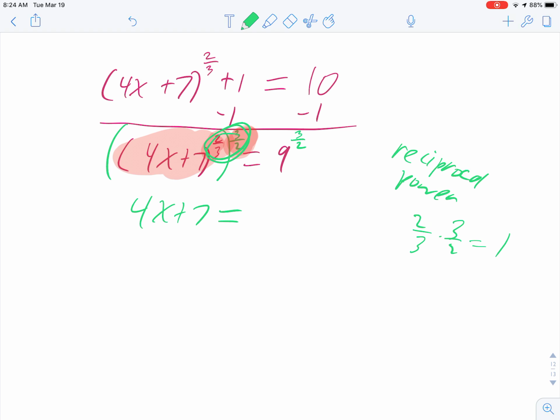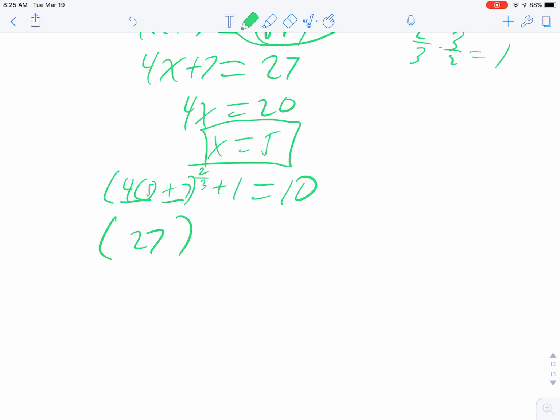Subtract the 7, divide, and there we are. And just to check to see that that actually makes sense, we can go back to the original problem and plug in the 5 and see that it does in fact work. And so I plugged that 5 into the original problem. Order of operations, 4 times 5 is 20, plus the 7 is 27. To the 2/3 power plus 1 equals 10.